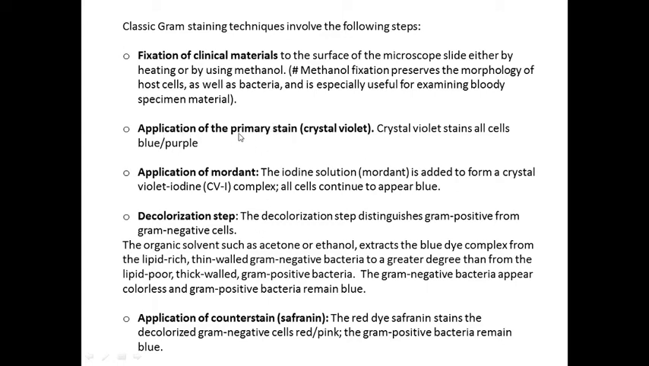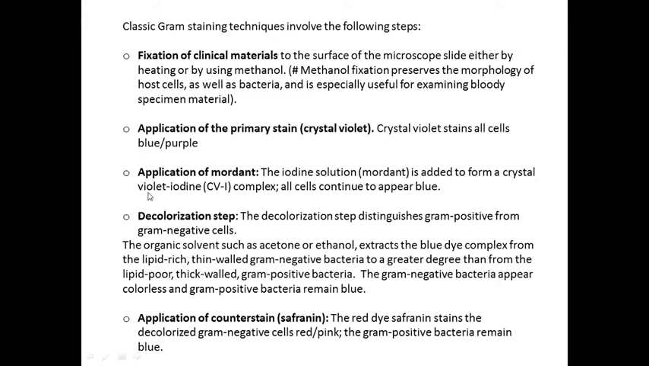First of all, the application of the primary stain, that is the crystal violet. This crystal violet is applied for 1 minute and it stains all the cells purple. Means as the first stain we apply, all the cells will get stained by this stain and all the cells will appear purple in color.